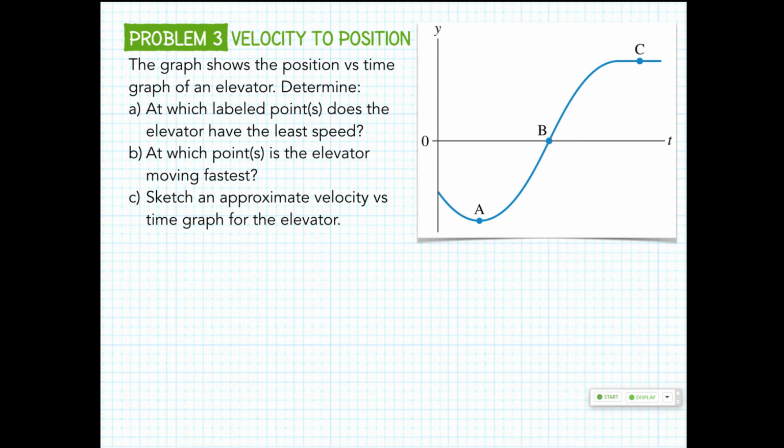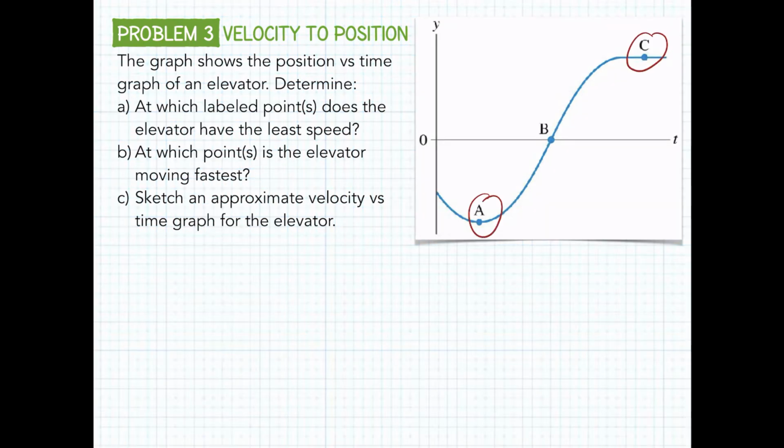So let's start with the first two parts, because those are pretty straightforward. So at which points does the elevator have the least speed? A and C. What happens at A and C? 0. Yeah, we know these things should be 0. At A it's 0, and at C it's 0. Okay? Where is the speed the biggest? At B.